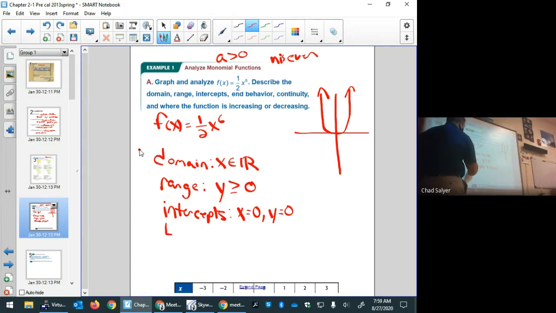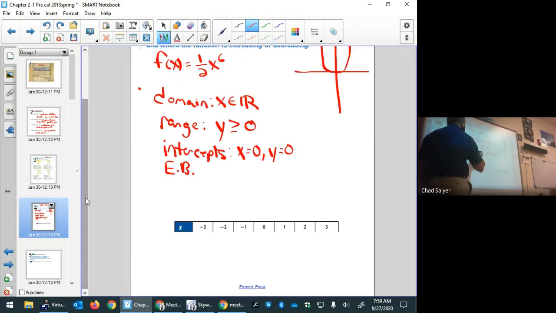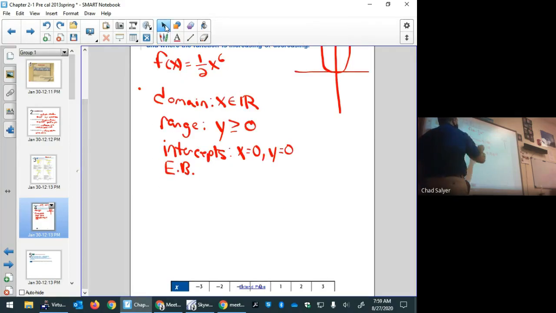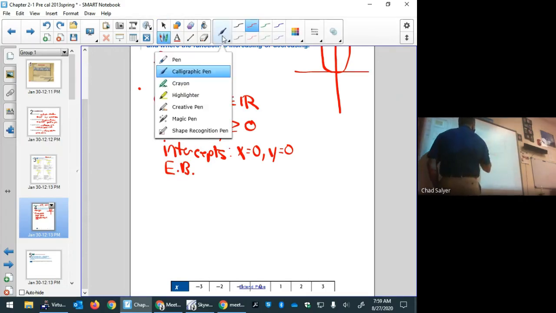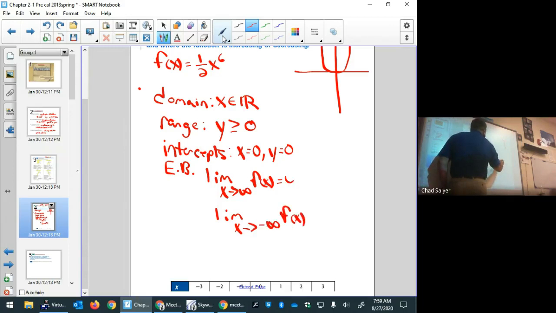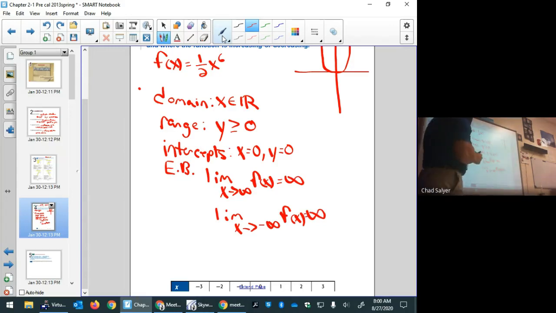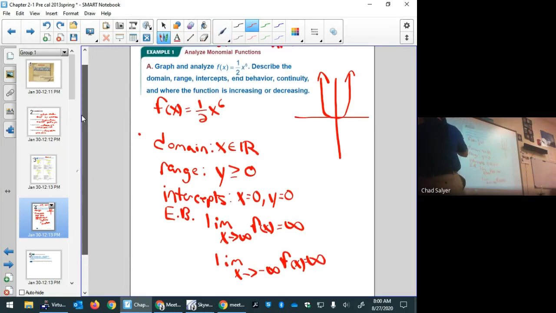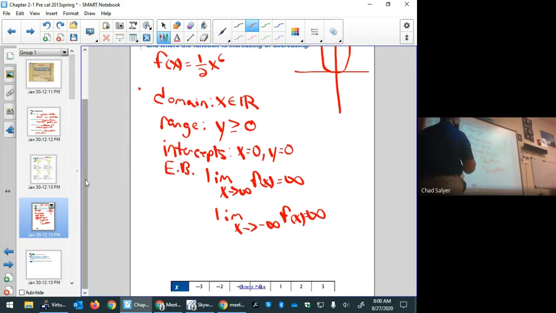End behavior. You know, we like to describe that with limits in pre-calculus because we want to get you guys accustomed to using more sophisticated mathematical symbology. So the limit as x goes to infinity of f of x, and the limit as x goes to negative infinity of f of x is going to be infinity in both cases, positive infinity. And then the continuity and intervals of increasing and decreasing behavior.